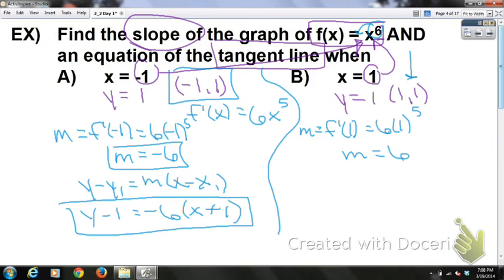So now I have a slope, I have an ordered pair, so now I can write my equation. y minus y1 equals m times x minus x1. So the equation is y minus 1 equals 6 times x minus 1.